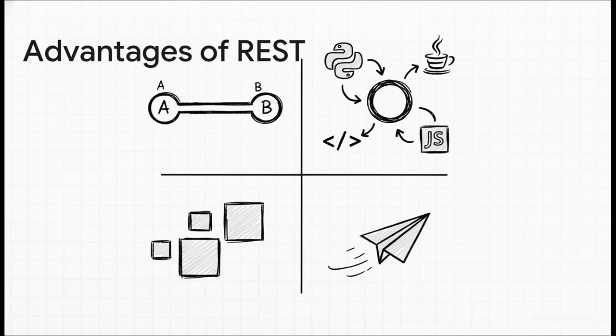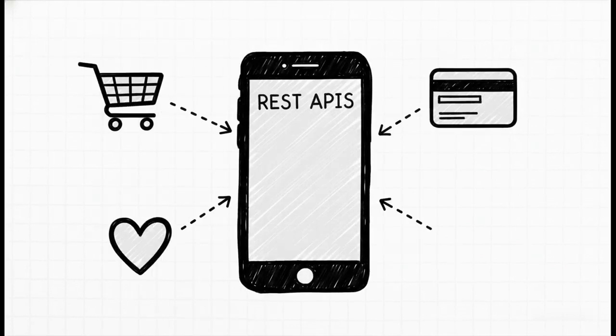Second, it's language agnostic. A server written in Python couldn't care less that it's talking to an app written in React or Swift. Third, because it's stateless, it's incredibly easy to scale up to handle tons of traffic. And finally, it's just really lightweight and fast. And the proof is literally all around you. Every single time you log into a social media app, browse products on an e-commerce site, or use a payment system online, you are interacting with dozens of REST APIs.